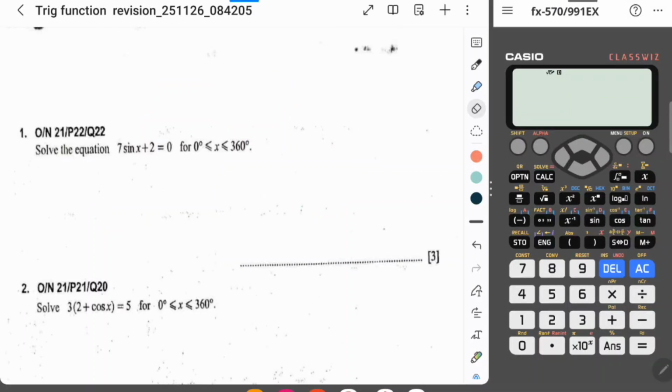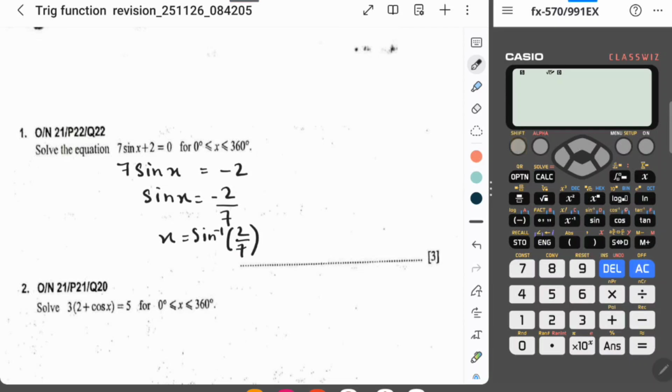October-November 2021, paper 2-2, question number 22. Solve the equation 7 sine x plus 2 equals 0, for 0 to 360 degrees. So you just find out 7 sine x is equal to minus 2. Sine x is equal to minus 2 over 7. x is equal to sine inverse. You just find out what is 2 over 7.